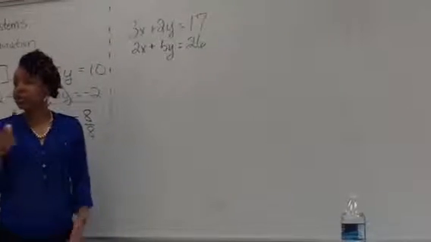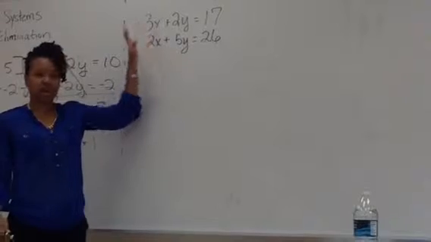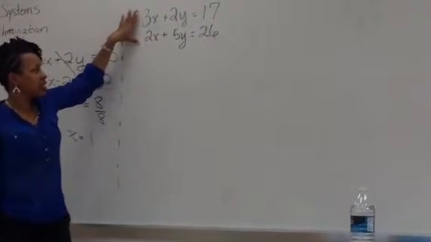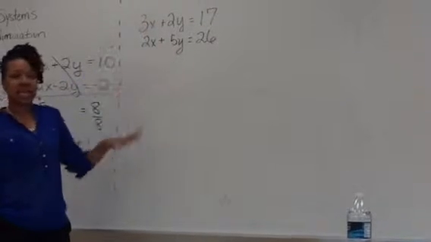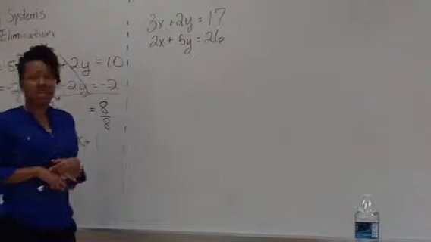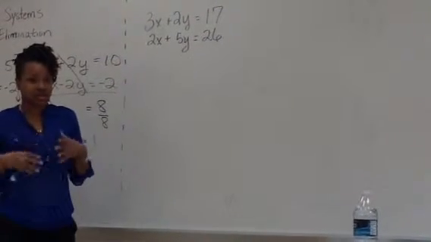So for this one, make sure you pay close attention. This is the most difficult that this type of problem is going to get. Okay? So let's look at this. Right now, just looking at it, I don't see any opposites. I don't see any numbers that I can easily multiply to get opposites. So I'm going to have to make some changes.